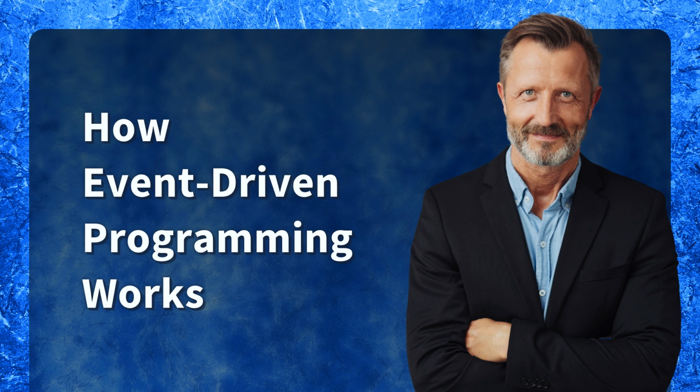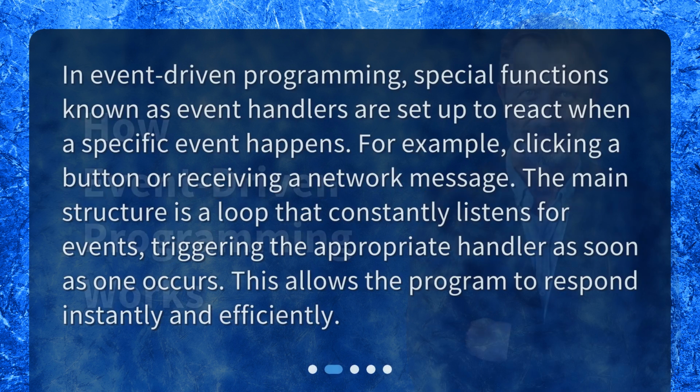How event-driven programming works. In event-driven programming, special functions known as event handlers are set up to react when a specific event happens. For example, clicking a button or receiving a network message. The main structure is a loop that constantly listens for events, triggering the appropriate handler as soon as one occurs. This allows the program to respond instantly and efficiently.